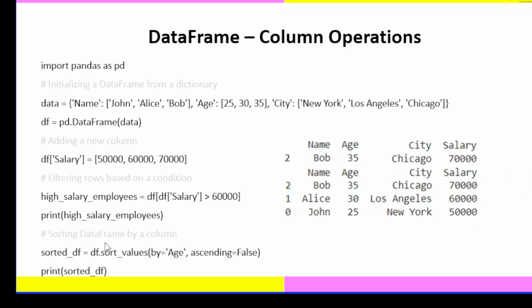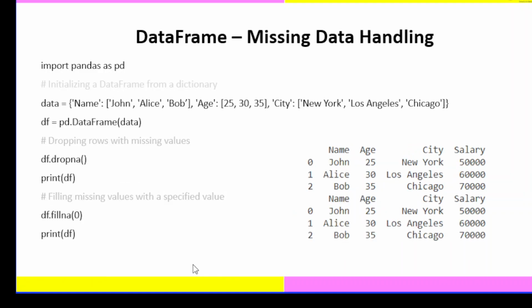And we can also sort our data frame. This is another column operation. You are going to sort by age, and ascending equal to false. When I give ascending equal to true, it is first John, then Alice, then Bob. Here ascending equal to false, that's why the data gets sorted in descending order.